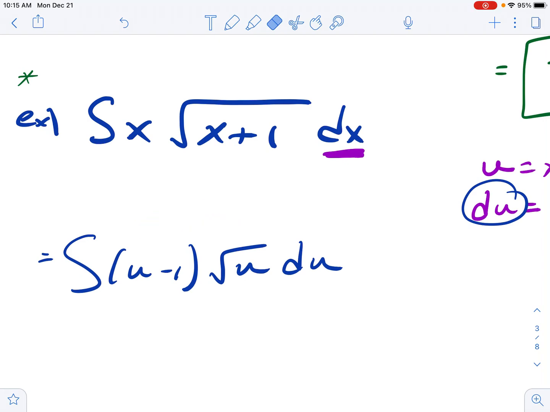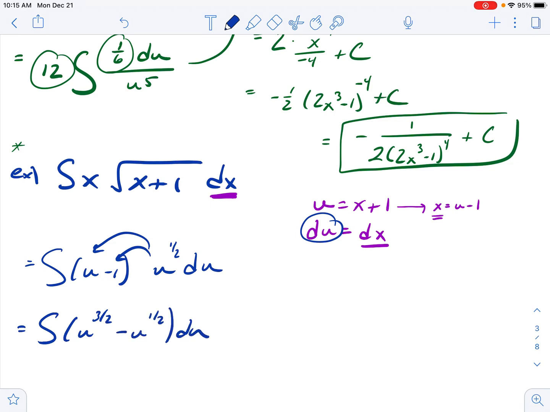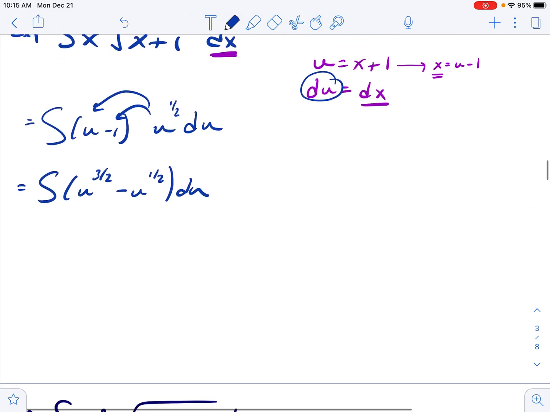So that's the idea here. All right, look, and in fact, I'm going to rewrite that as u to the 1/2, and now I'm going to distribute that back in. So u to the 1st times u to the 1/2 becomes u to the 3/2, minus u to the 1/2 du after distributing. Now we can go ahead and integrate this.